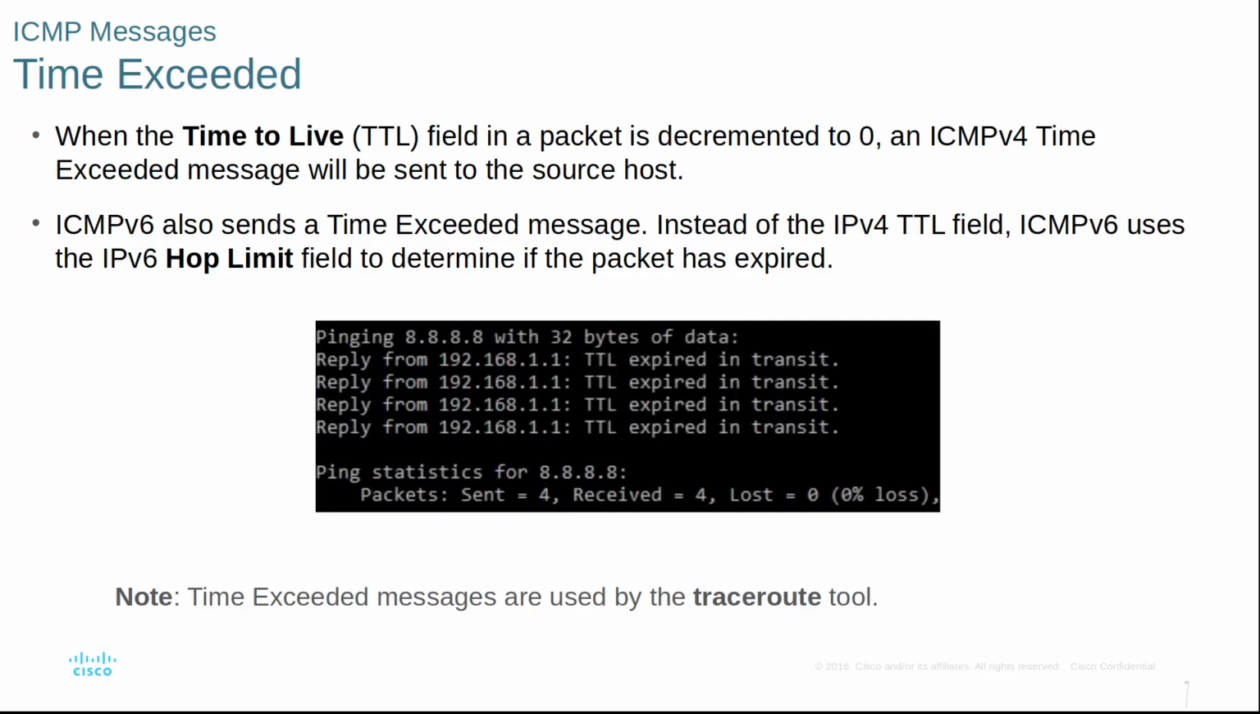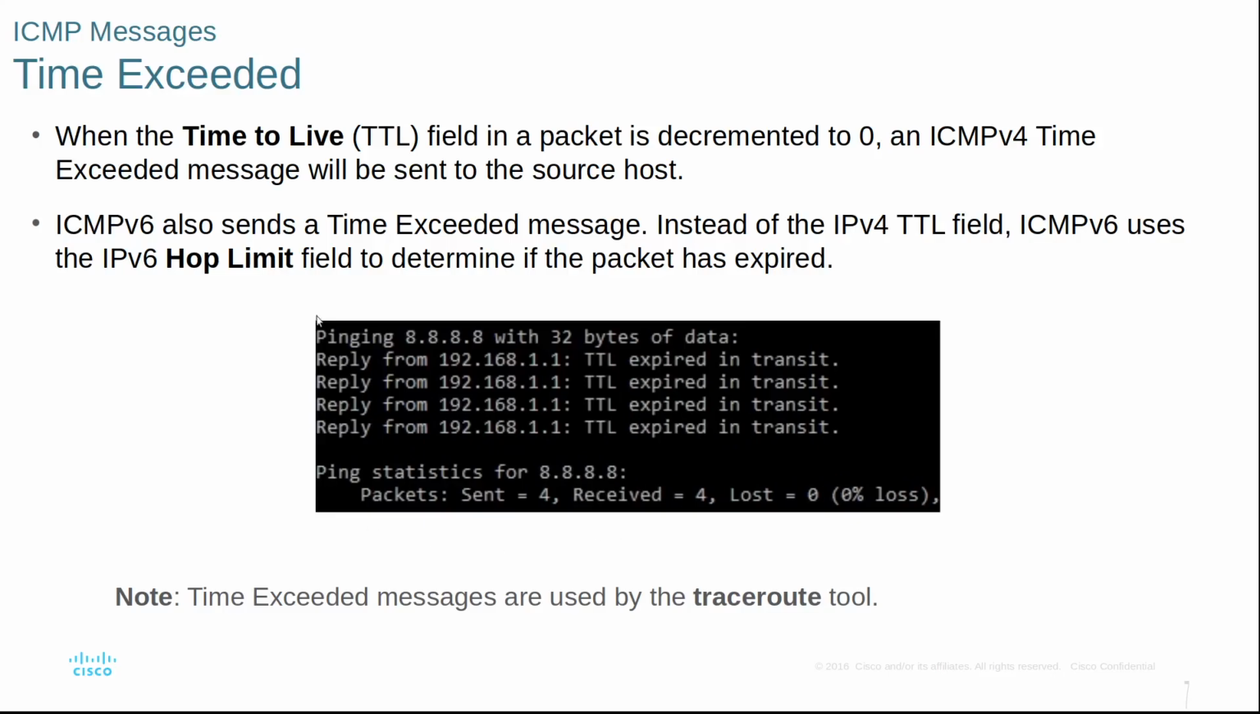Now with ICMP packets, there's a time to live field. Well, with most packets, there's a time to live field, right? We've seen that commonly. But with ICMP, when that time to live field is decremented to 0, ICMP version 4 sends a time exceeded message to the host. ICMP version 6 will also send that, but instead of using the time to live field, it uses the hop limit field in the IPv6 packet.